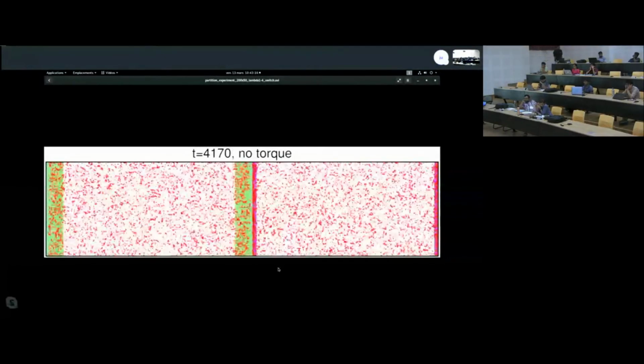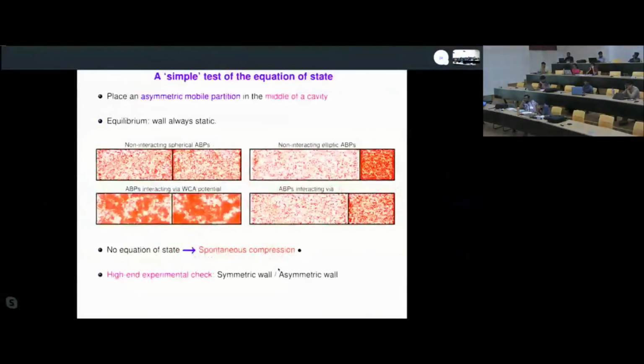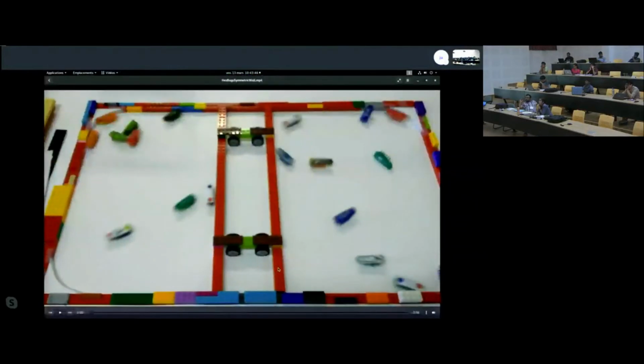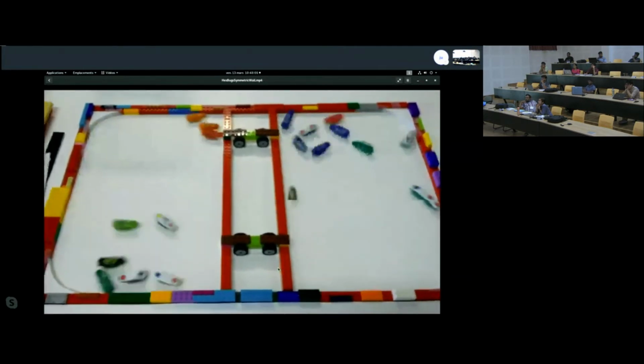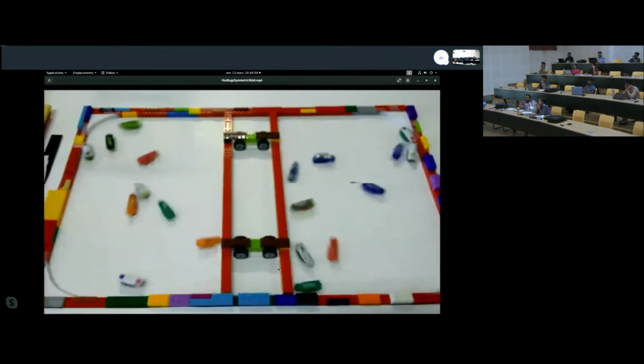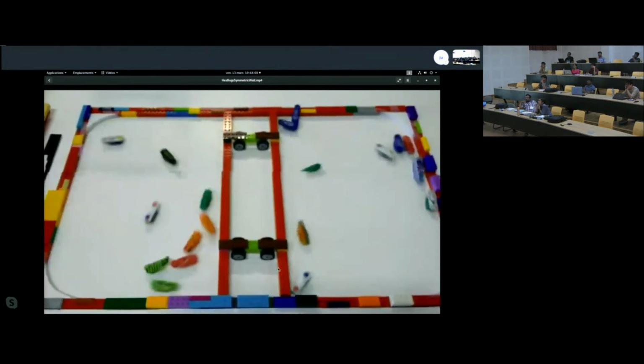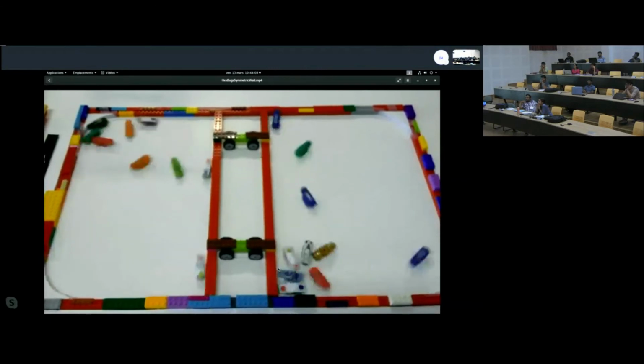So just to show you that this does not only happen in a computer, we built with Olivier Dauchot a high-end experimental system, taking hex bugs and placing them in the Lego arena. What you see in the center here is a mobile wall, which can move because of these wheels. As the hex bugs collide with the wall, it will fluctuate. Sometimes it goes a bit to the right, sometimes a bit to the left, but essentially it remains in the middle of the system.